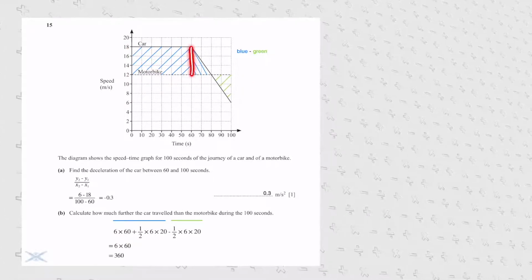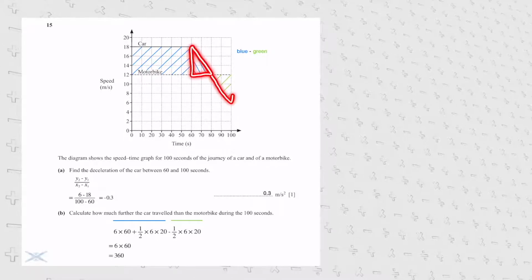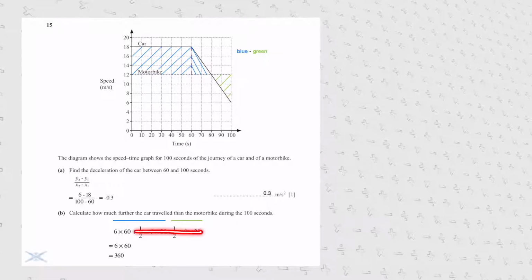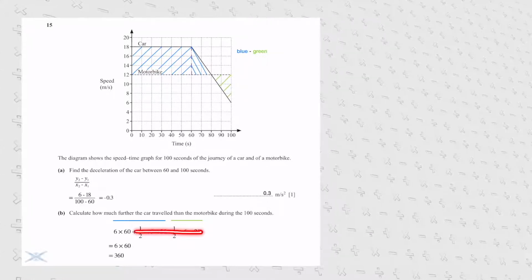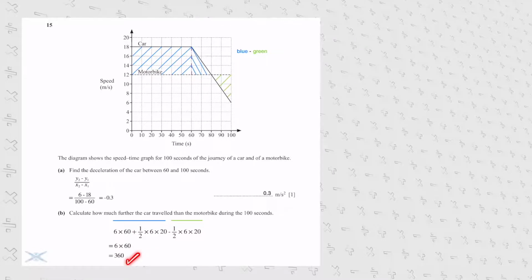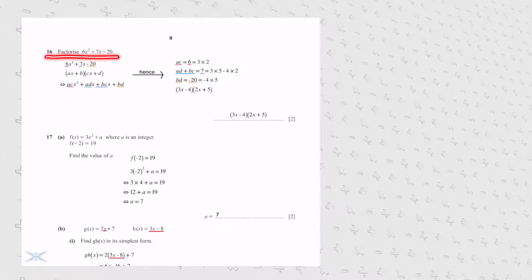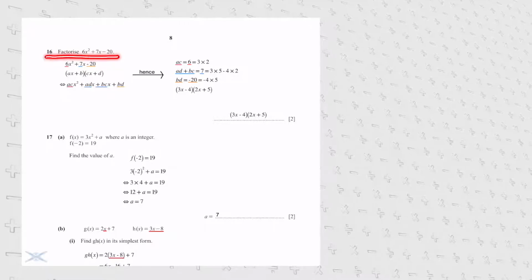One could also determine from pure observation that those two areas are exactly the same. Thus we could simplify this entire expression by only determining the area of the rectangle in order to determine the right answer. What follows is exercise 16, where we have to factorize the expression 6x squared plus 7x minus 20.